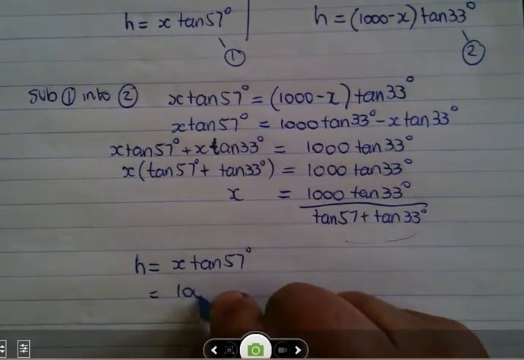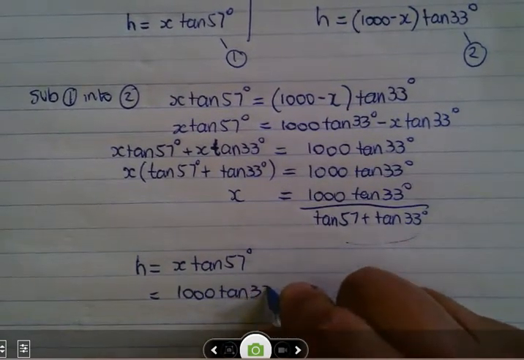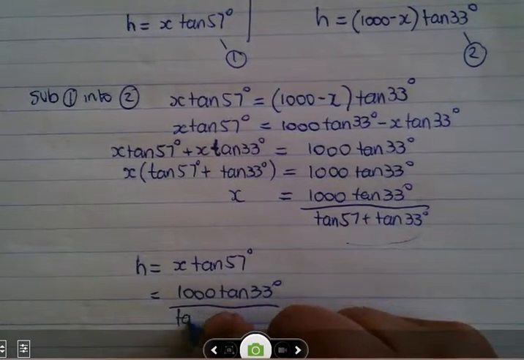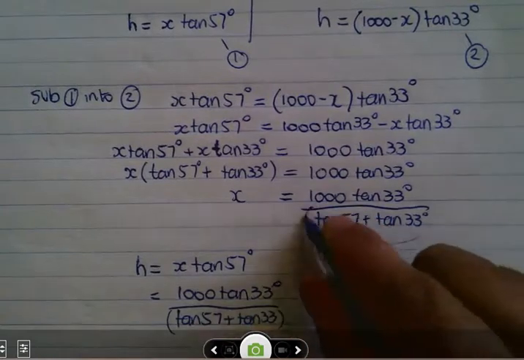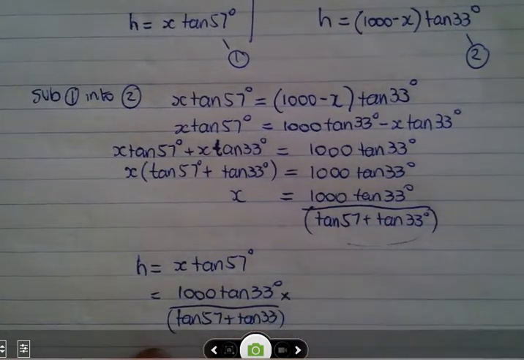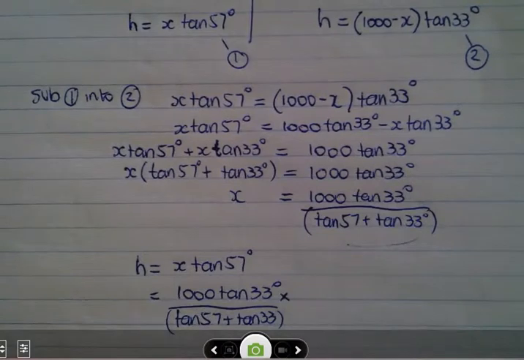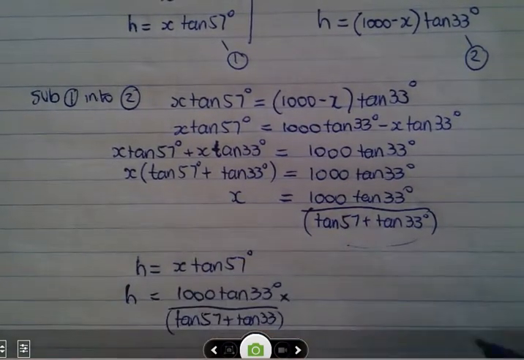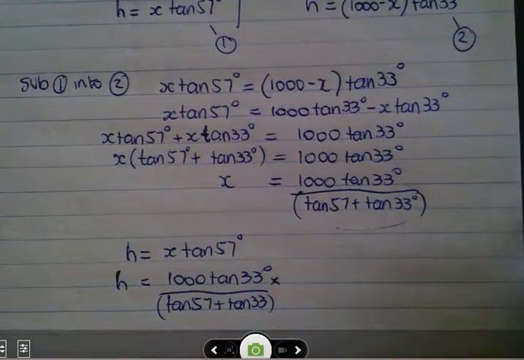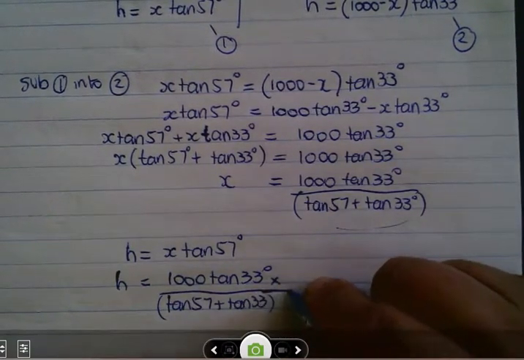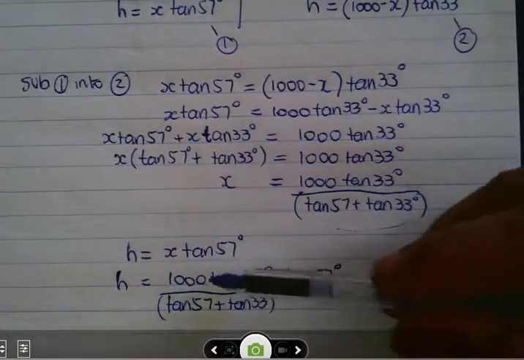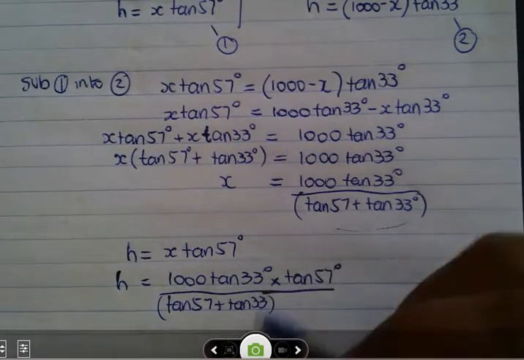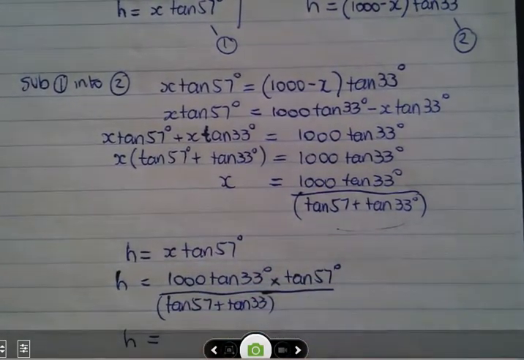So it'll be 1000 tan 33 over tan 57 plus tan 33. You can put that in brackets. That's what X is, times tan 57. Are you okay with that? That's what X is. And does the tan 57 go on the numerator? Yes, times tan 57. So I may as well just continue this and put it there. So it's actually 1000 tan 33 tan 57 over that. That's what H is. And now you can work it out.